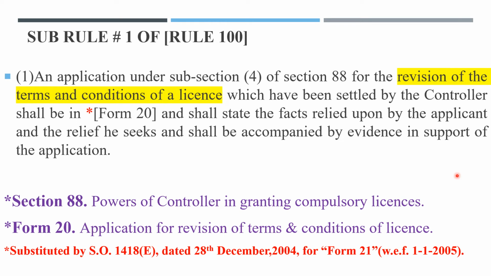And this will state the facts relied upon by the applicant, and also the relief he seeks. Whatever relief the applicant seeks, that is also stated. And it shall be accompanied by evidence in support of the application. That means some evidence in support of the application will also be there. Fine. So I hope now this sub rule is pretty much clear. So let us proceed.